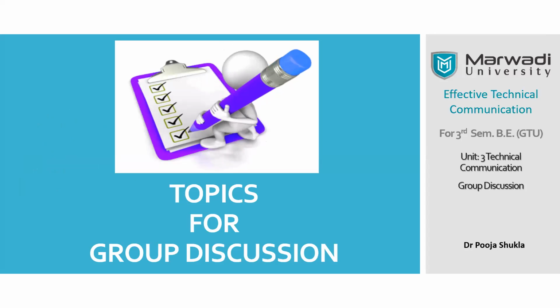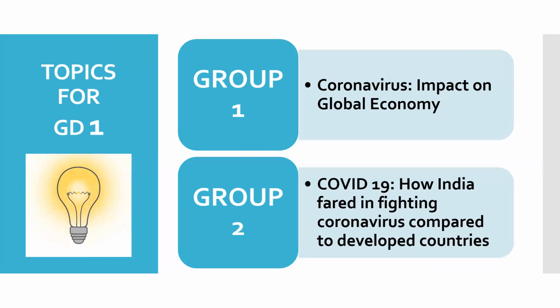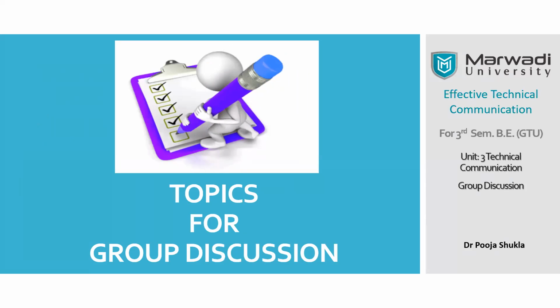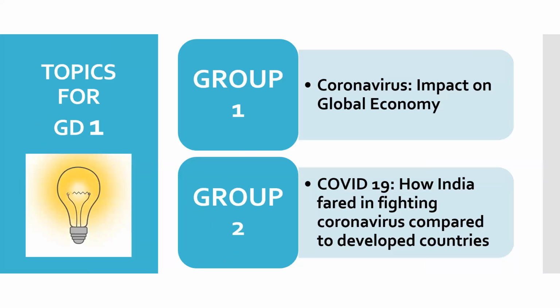So now we have a topic for group discussion. There are 2 topics that are given. You need to jot down the points for any one topic of your choice for the next lecture. We can have this discussion in the next lecture. Please note down the topics. I'm giving you a few minutes to note them.